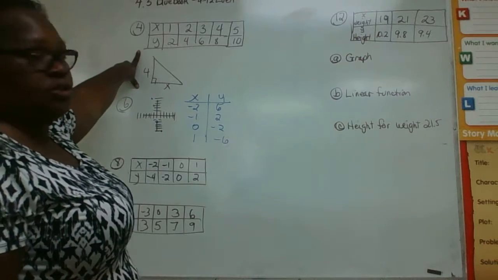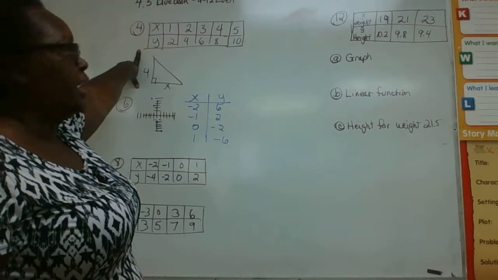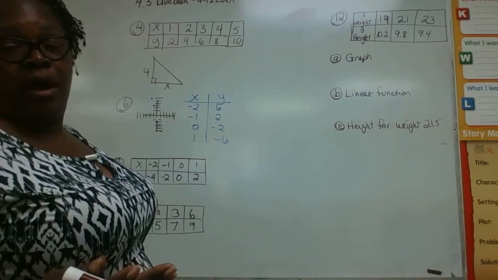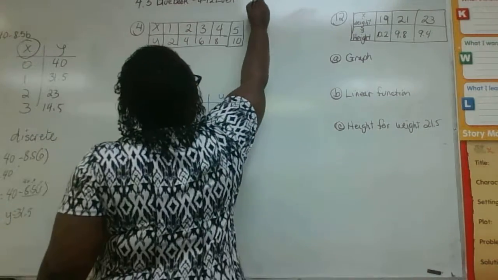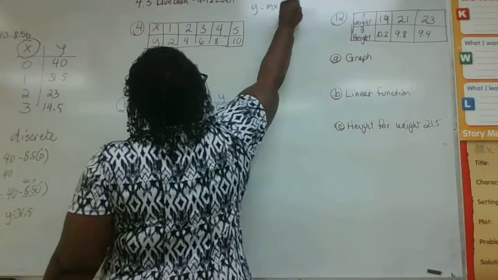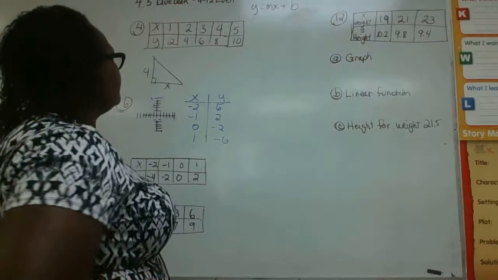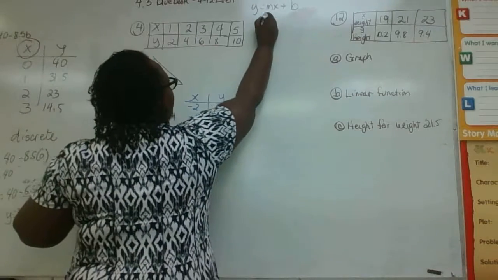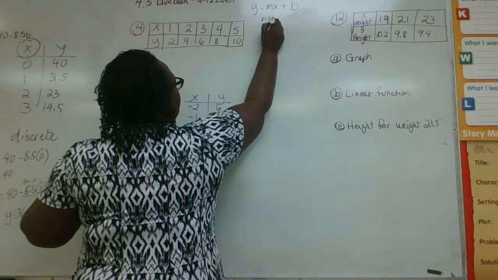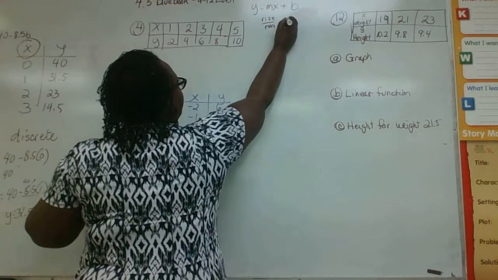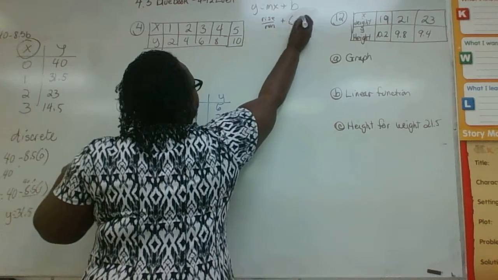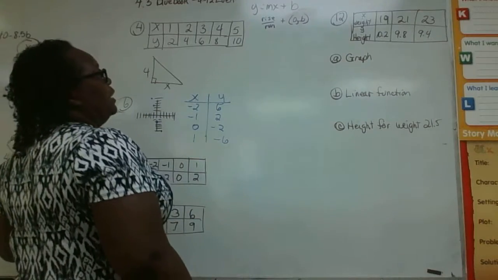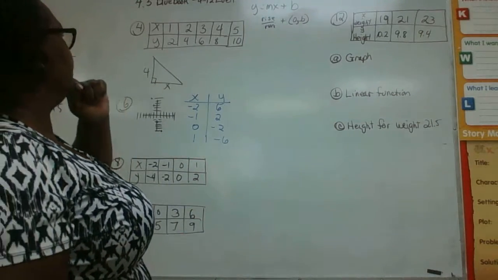The next thing they want us to do is to write a linear equation as it relates to this. So in order to do that, we need to identify our slope and our y-intercept, okay? Now, in order to identify our slope, remember, we need our rise over our run. All right, and then for our y-intercept, what is y when x is 0, okay? And that will help us to determine our linear equation.